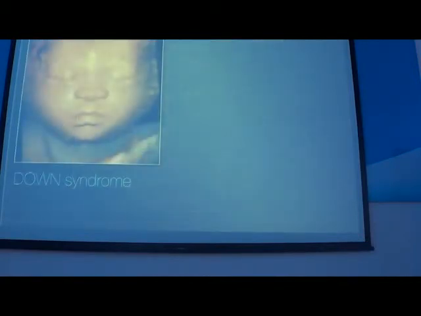And this is an example of a Down syndrome. What can we do with this new mode? This is the standard mode, standard surface mode. It was a Down syndrome at 30 weeks of pregnancy.